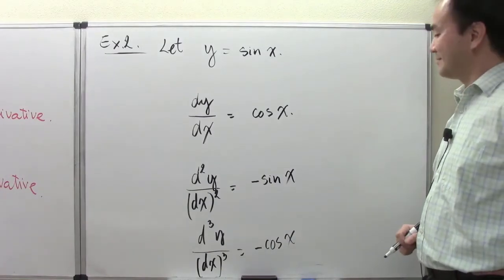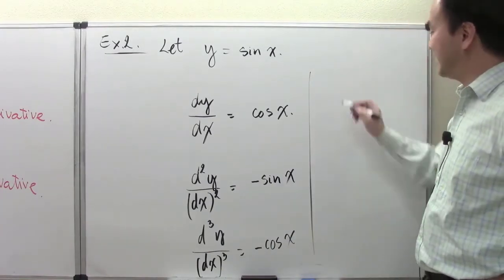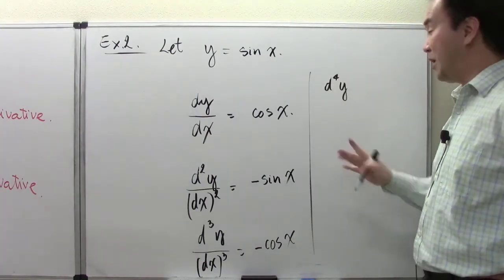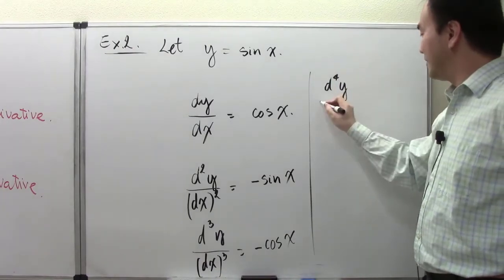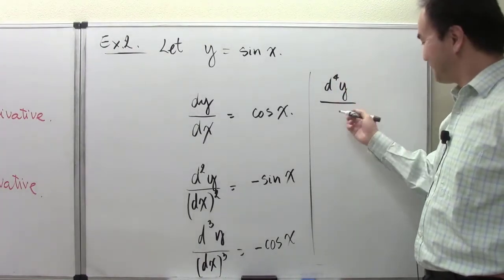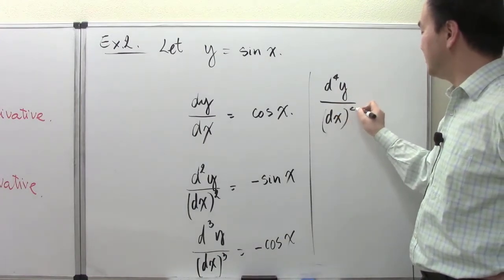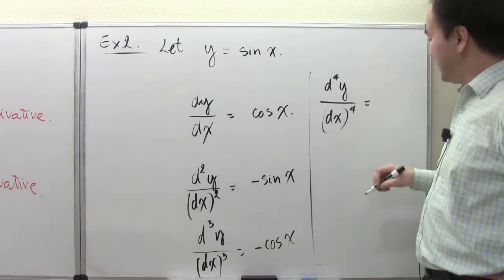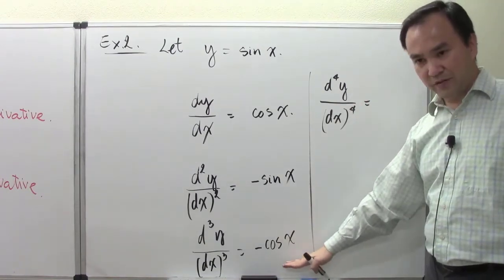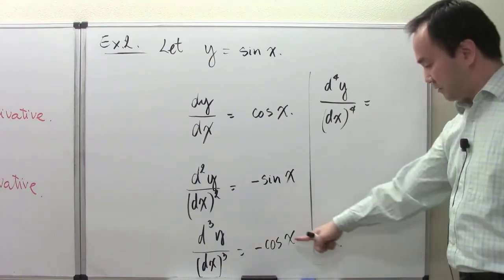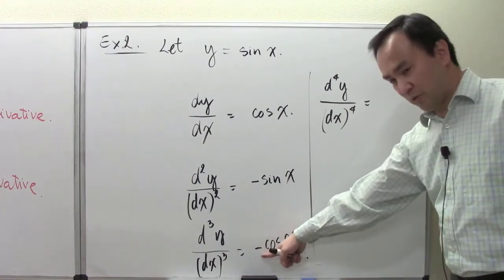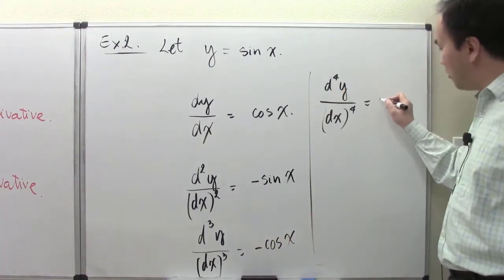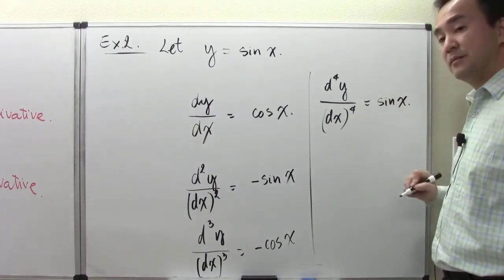How about the fourth derivative? The fourth derivative is d to the fourth y over dx to the fourth, even though it doesn't mean multiplication or anything like that. That's the fourth derivative in Leibniz notation. This is now going to be the derivative of our most recently found third derivative, which is cosine of x with a negative sign. The derivative of cosine is a negative sine, but now with another negative, our overall fourth derivative is back to sine of x.